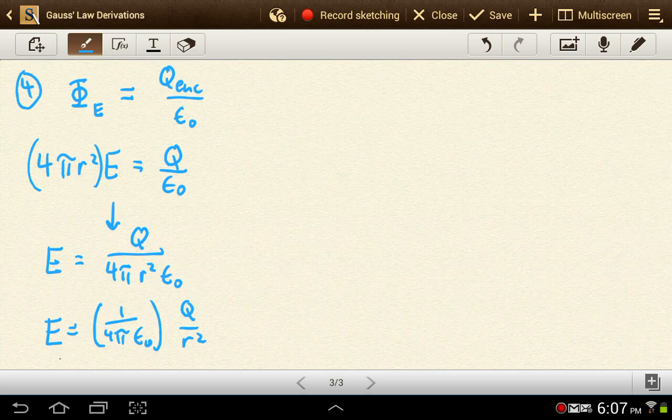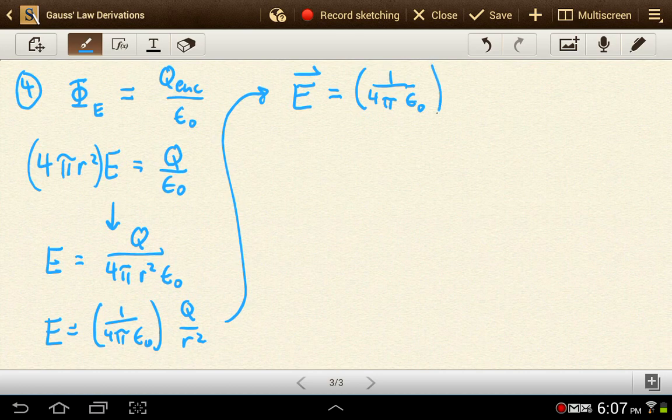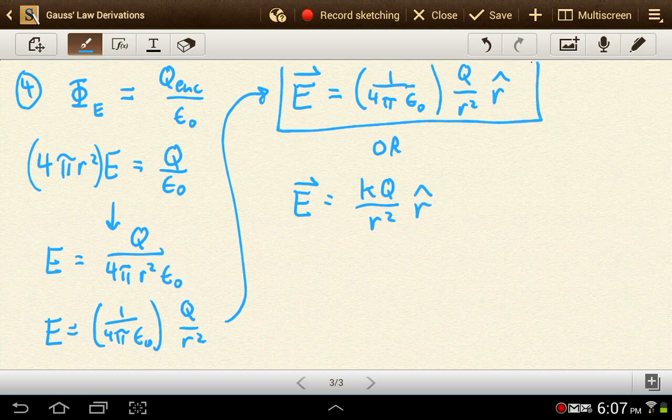Remember, we determined that the direction of the electric field is either out or in, and it's this times r hat. So formally, to get a vector for the electric field, we need to multiply the r hat back in. So 1 over 4 pi epsilon naught times Q over r squared times r hat. Or we can turn the 1 over 4 pi epsilon naught into k, which is generally more convenient. So there you go.